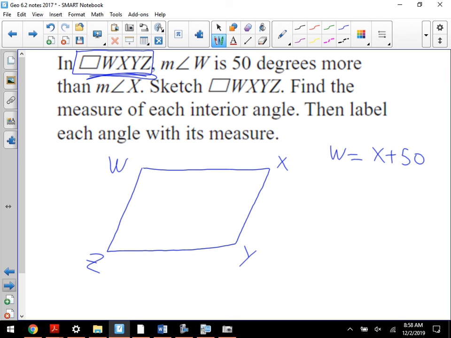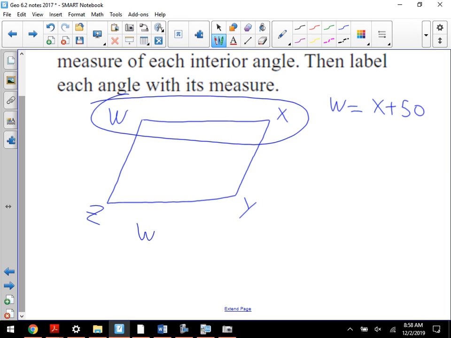Now, what do I know about W and X? They're consecutive. So no matter what, if I add those two together, what do they have to equal? 180. Hold on one second here. As of right now, we know those two angles are next to each other, they're consecutive, and they have to be supplementary. They have to add to 180.